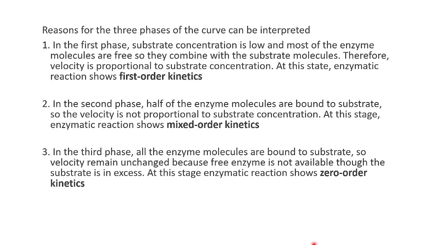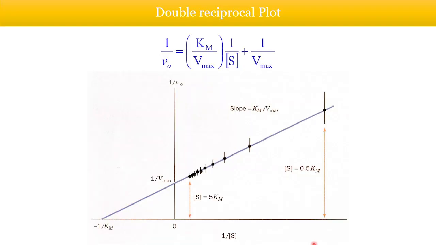Now you reach a second phase, where half of the enzyme molecules have reacted, and the velocity is not directly proportional to the substrate concentration. At this stage the enzymatic reaction shows mixed kinetics, that is, first order and zero order kinetics. And now you reach a stage where even when you add more and more substrate, there is no change because the enzyme is no longer free to react, and this is zero order kinetics.